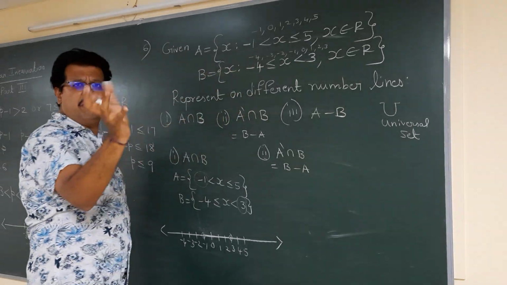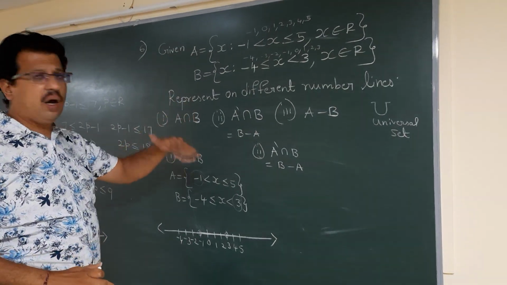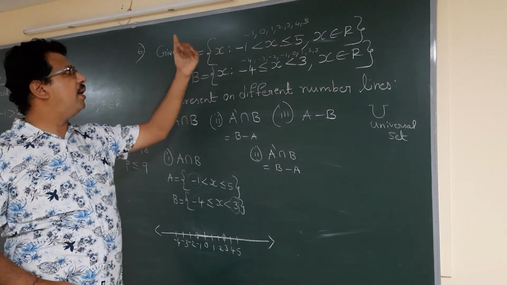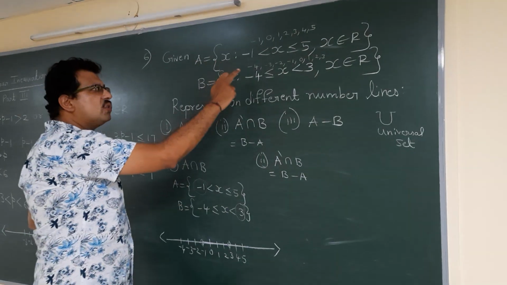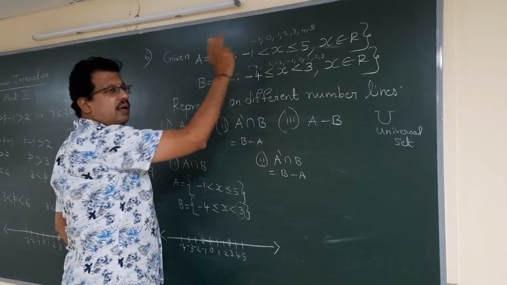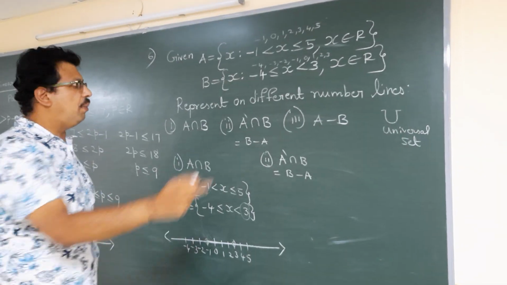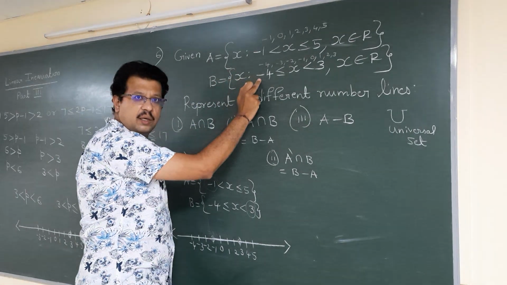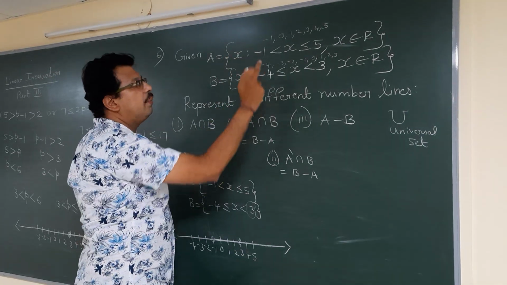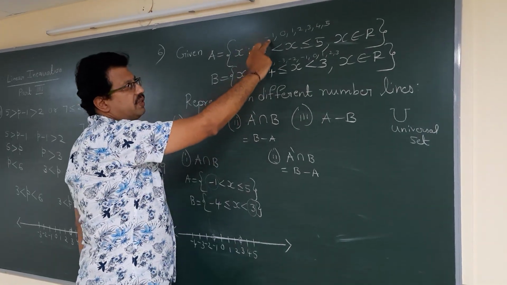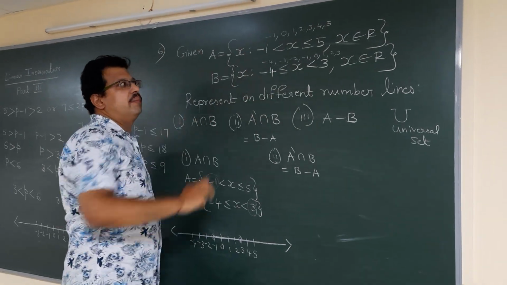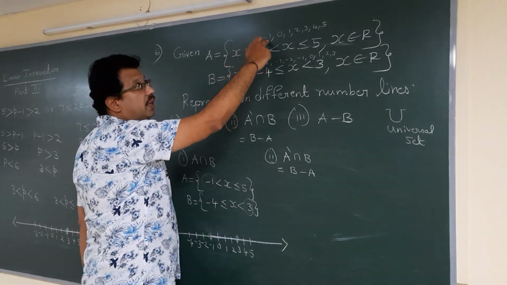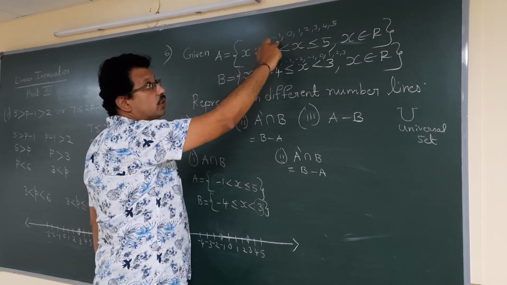Just to make it easy, I am showing you the elements which are present in B but not present in A. See, minus 4 is not there in A. I hope all of you can see this. Minus 4 is present in B but not present in A. And minus 3 is also not present in A. Minus 2 is also not present in A. And next is minus 1.